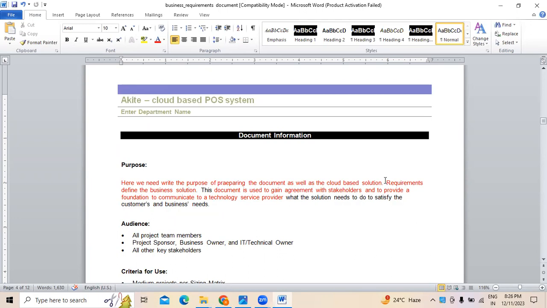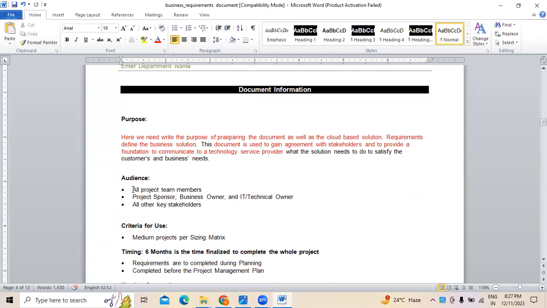In this purpose, we have to mention the business related information, whatever the purpose behind developing this application. That information has to be updated. This is where purpose comes into picture. Next, audience. Audience means people who are involved in the project. It can be project team members, the project sponsor, a business owner, a technical owner, or any other stakeholders. People who are involved in the project are called the audience, and those details have to be mentioned under the audience here.